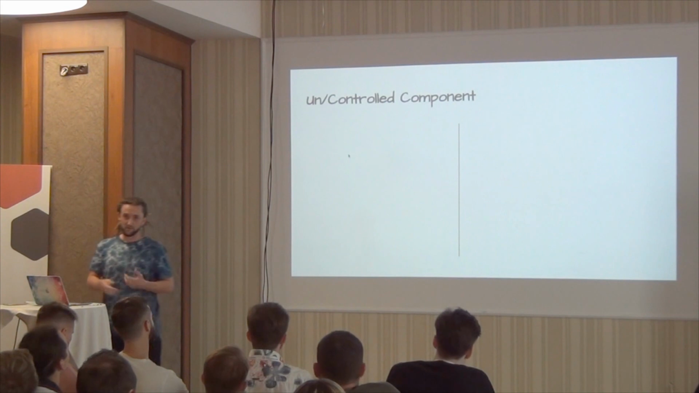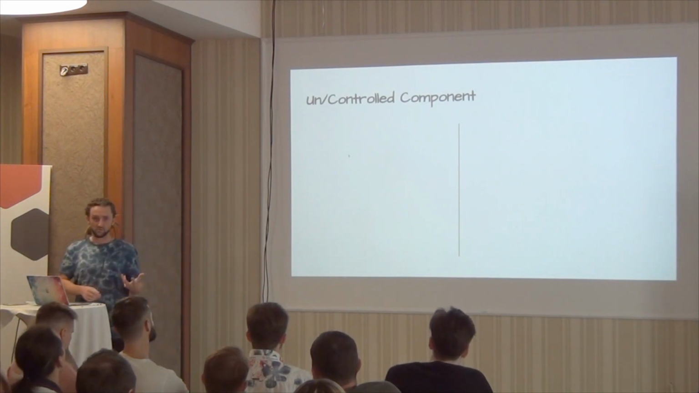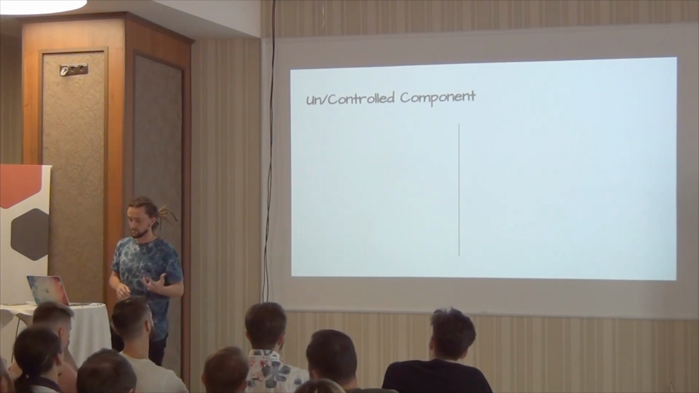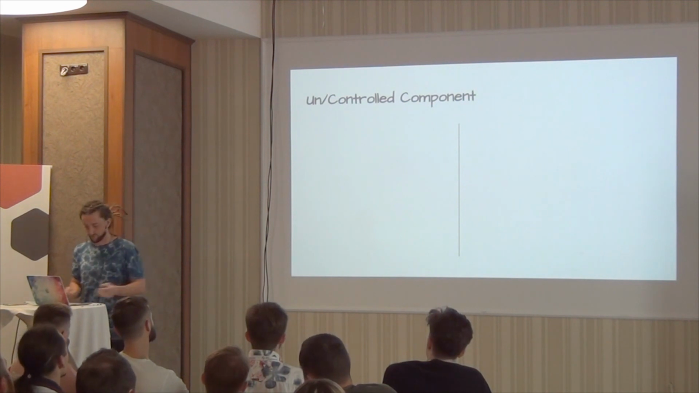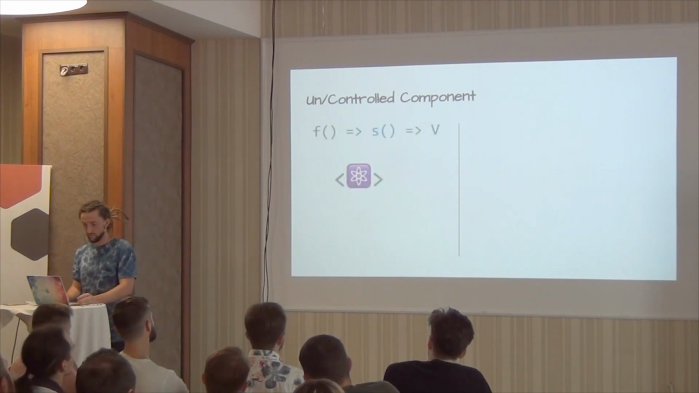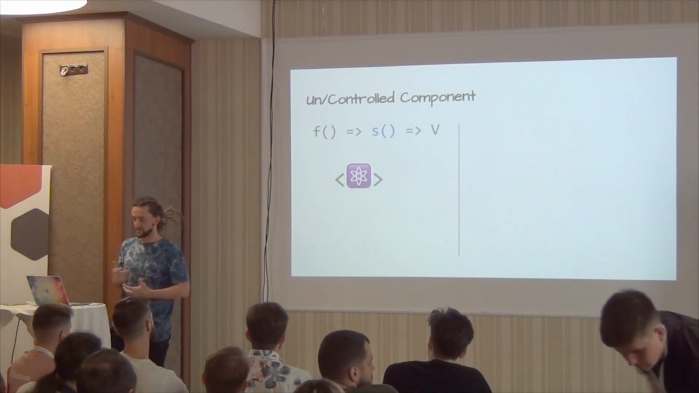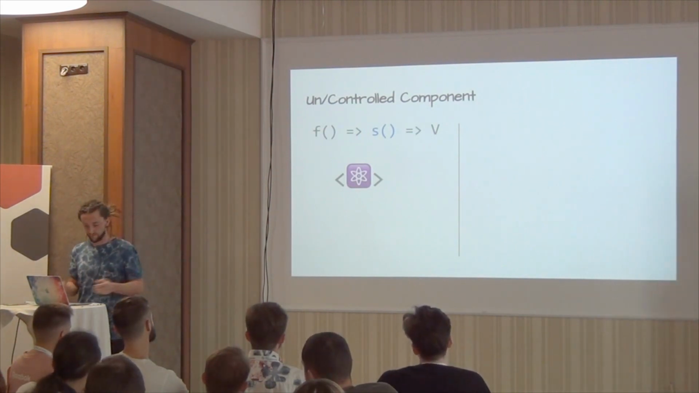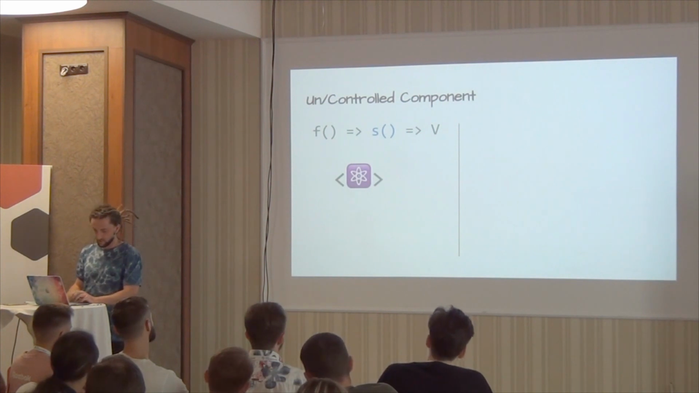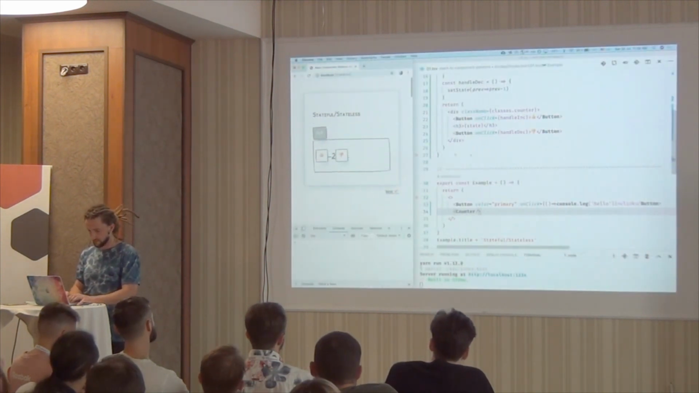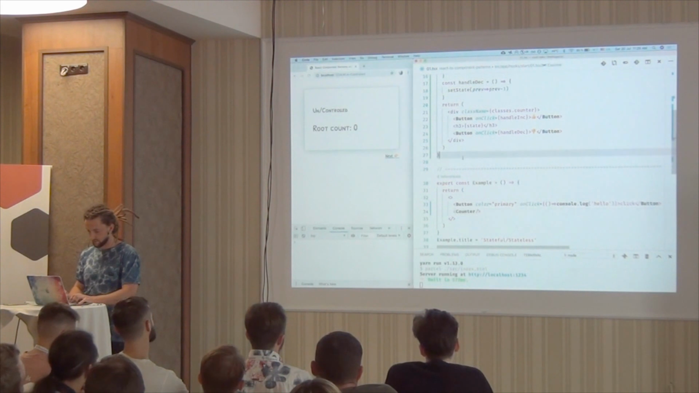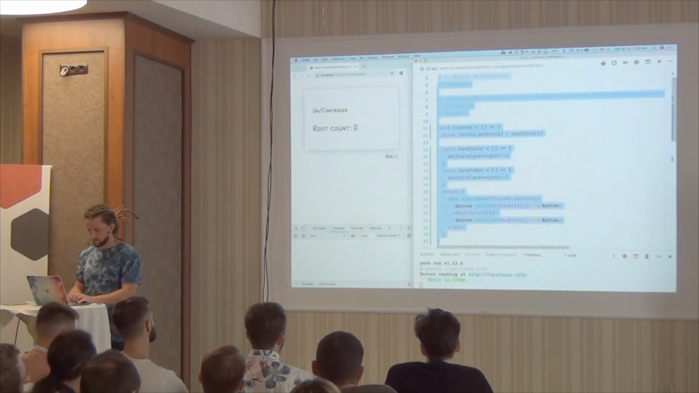So another pair of basic patterns are controlled and uncontrolled components. So what is an uncontrolled component? Well, it's basically the counter that I already implemented, right? It maintains some internal state, so it lives its own life. So with that said, I'm gonna hop back to the editor, and I'm gonna go to another example, and I'm gonna copy this counter implementation.